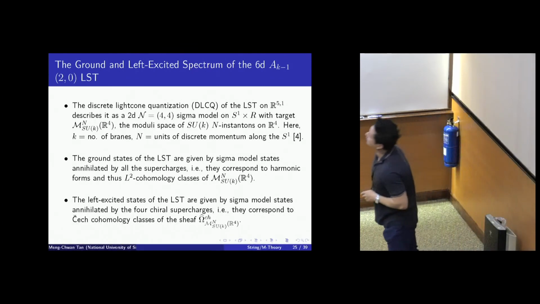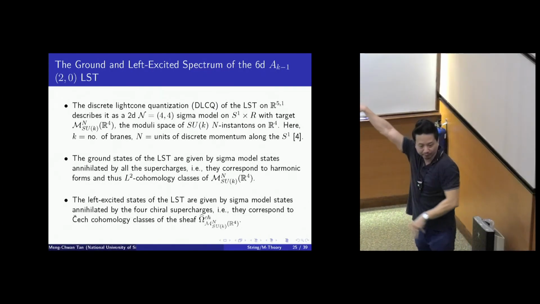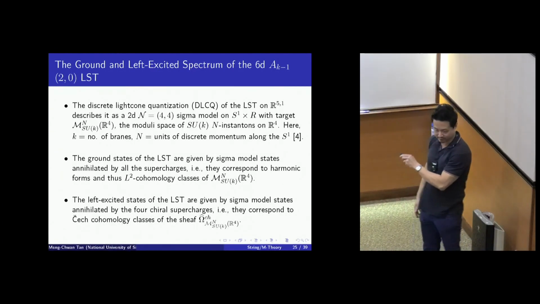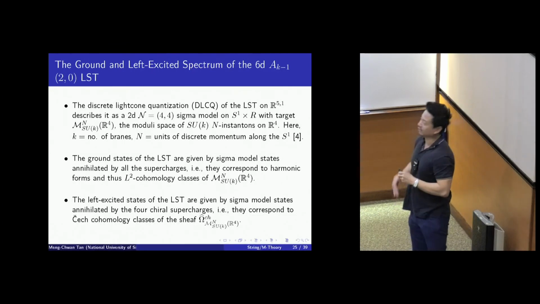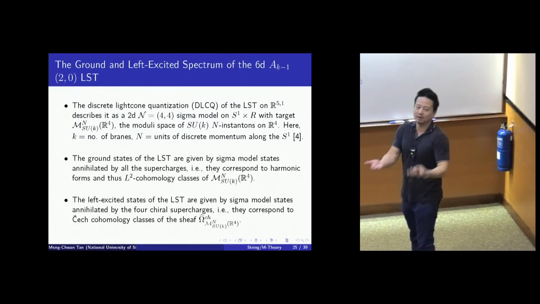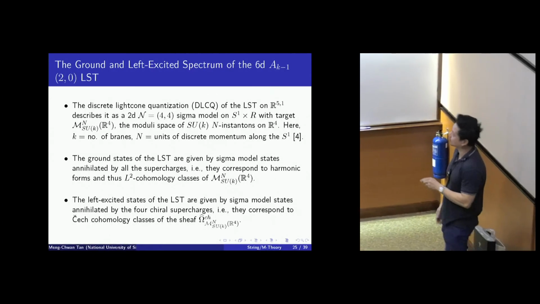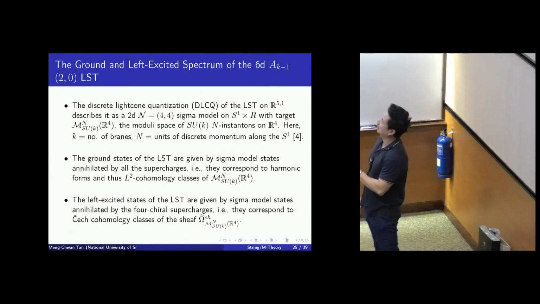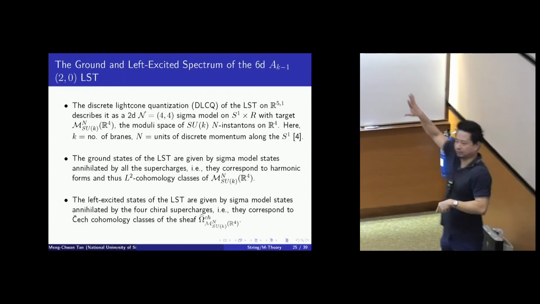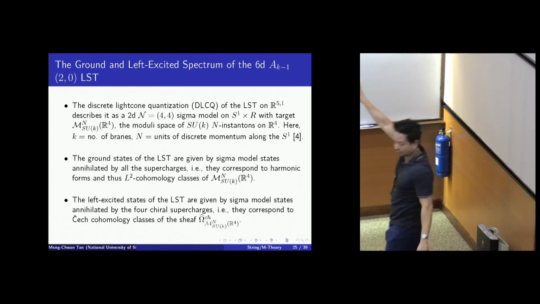So the ground states of the little string theory are given by sigma model states annihilated by all the supercharges of this sigma model. Okay. So they correspond to harmonic forms and thus L-squared cohomology classes of this moduli space of instantons. Now the left excited states of the little string are given by the sigma model states annihilated by four left moving supercharges. Okay. The chiral supercharges, and they correspond to Čech cohomology classes of the sheaf on this thing. So we are applying this sigma model Čech cohomology interpretation to this (4,4) sigma model, which is not the one that we studied earlier on. This is just the DLCQ description of the little string.